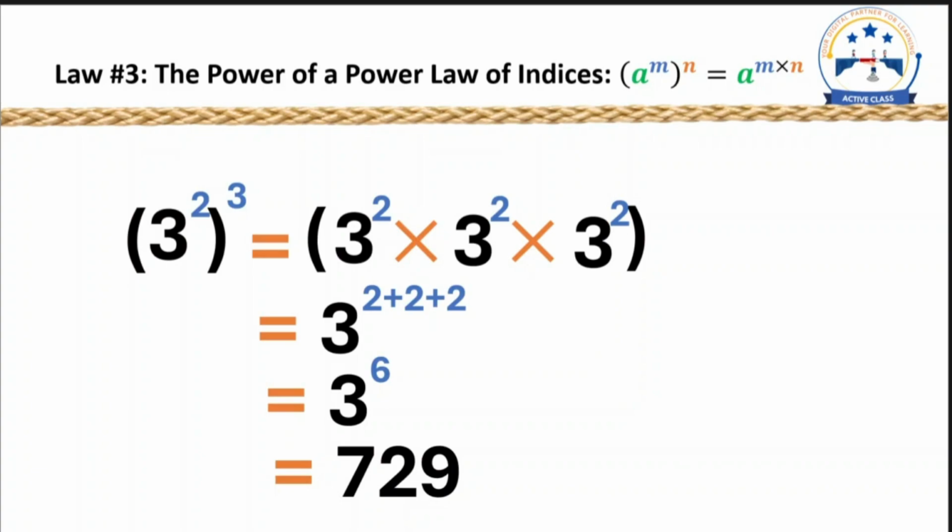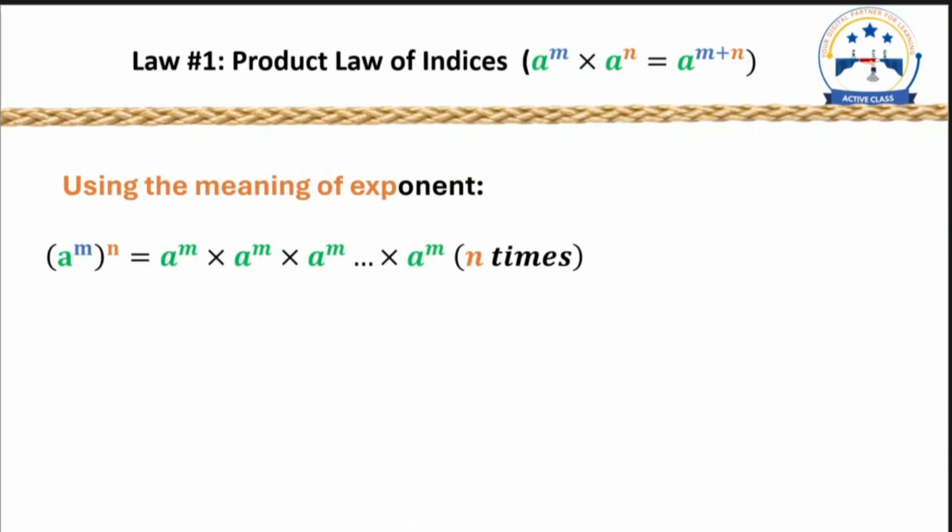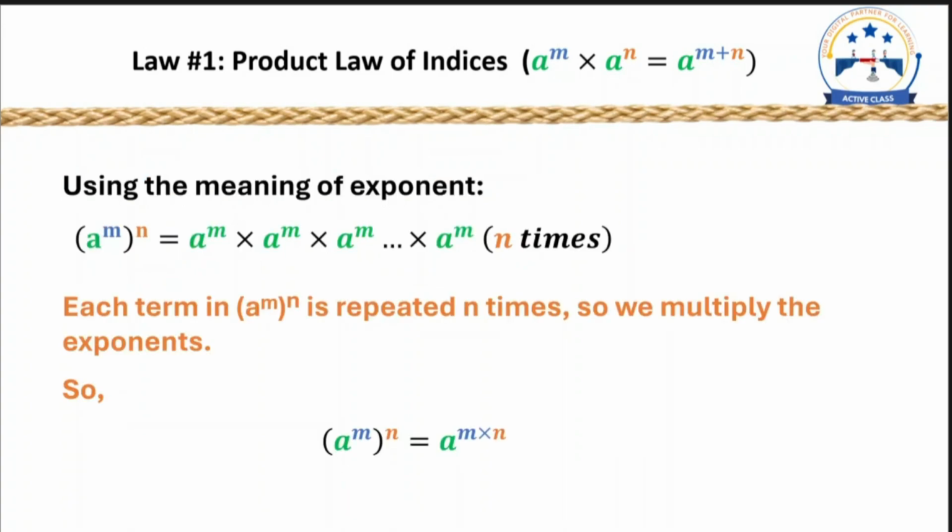Let's see the general law. Using the meaning of exponents, a power m whole power n means you need to multiply a power m, n times. Each term in a power m whole power n is repeated n times, so we multiply the exponents. Therefore, a power m whole power n means we simply multiply the exponents, that is, a power m times n.